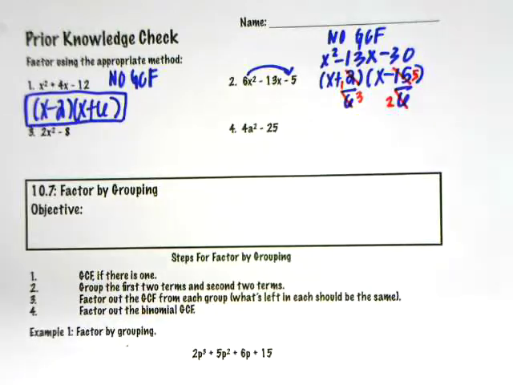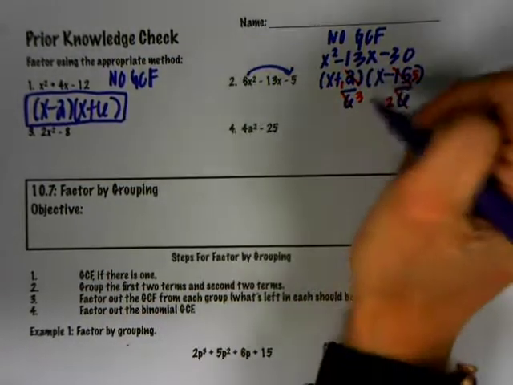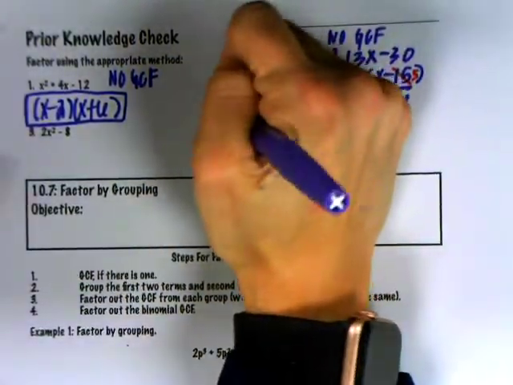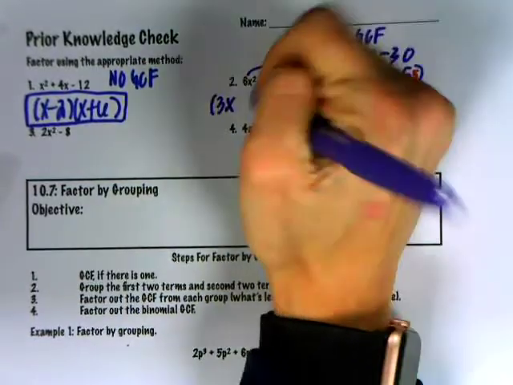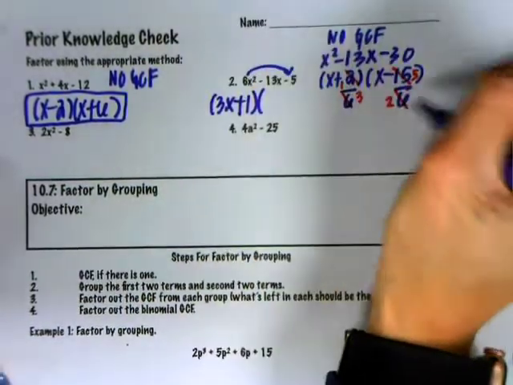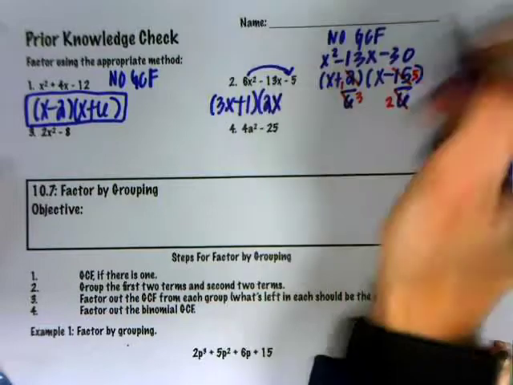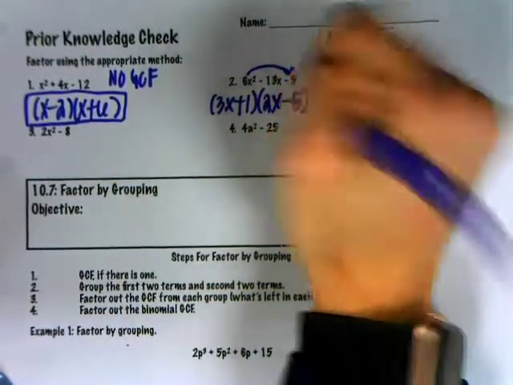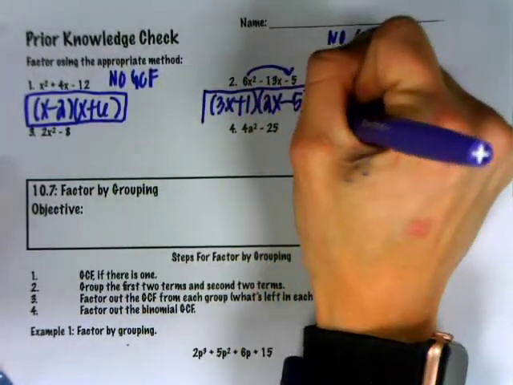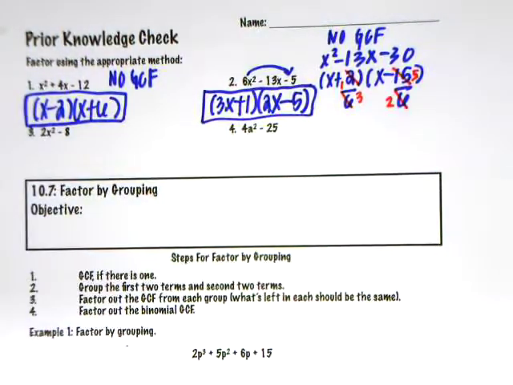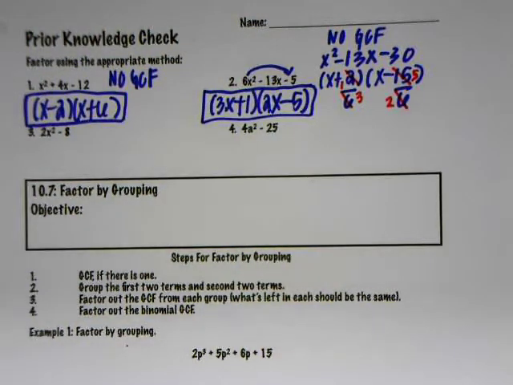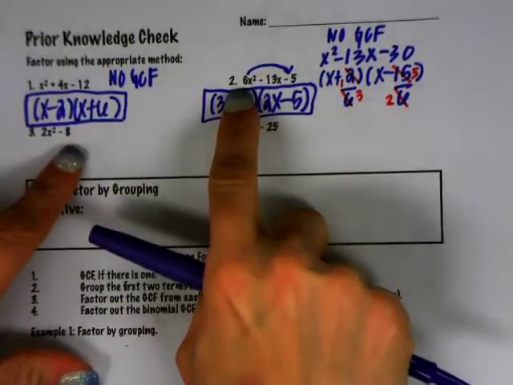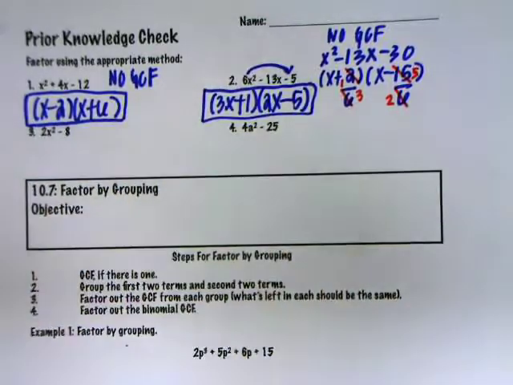And then you do the bottoms up. So the first one, the 3 is going to go up, so it'll be 3x plus 1. And then the 2 will go up, 2x minus 5. So those are the two methods for anything that has 3 terms. What sets them apart is whether or not, after the GCF, there's a number in front of the x squared. Make sense? Yes? Okay.